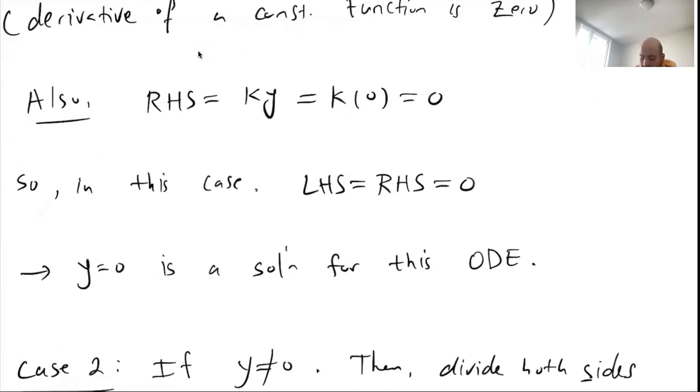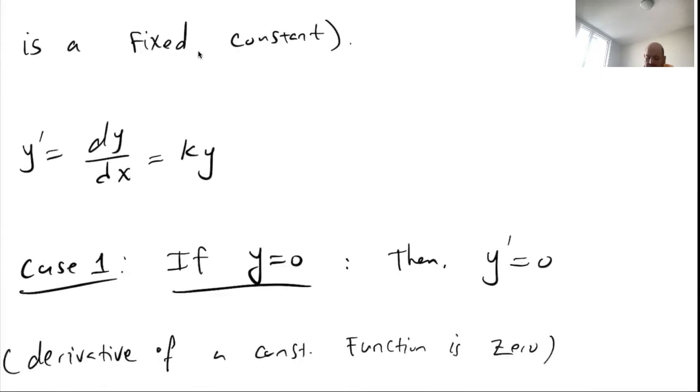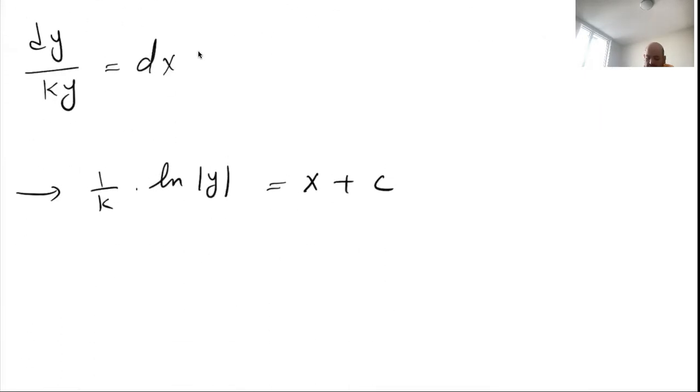All right, the recipe was telling us that we can first write it in this form, then integrate both sides to find the solution. So first we wrote it in this form, dy over ky equals dx. Now we can integrate both sides, then we get 1 over k ln absolute value y. Remember that the antiderivative of 1 over y, or integral dy over y, is ln absolute value y. And then the antiderivative of 1, or integral dx, is just x plus c.